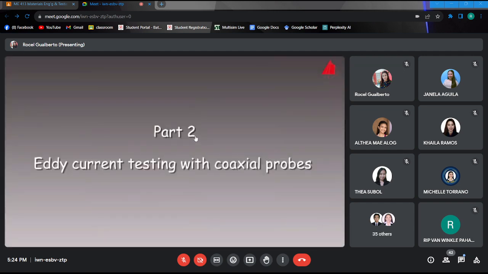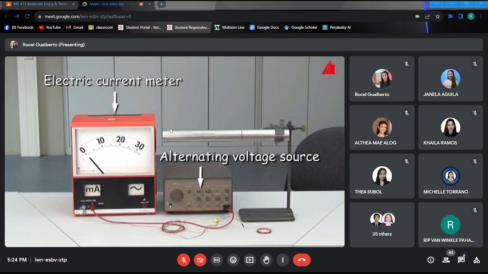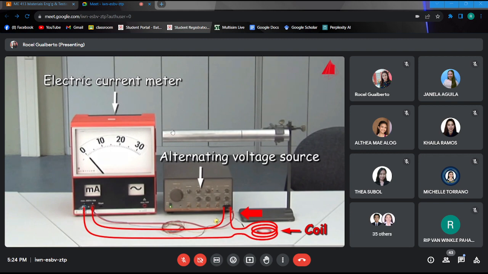In eddy current testing with coaxial probes, the coils are either pushed coaxially over the workpiece or pushed through the workpiece. This is our simple test setup: the alternating voltage source, the electric current meter, the coil. Cables lead from the alternating voltage source to the electric current meter, then to the coil, and back again to the voltage source.